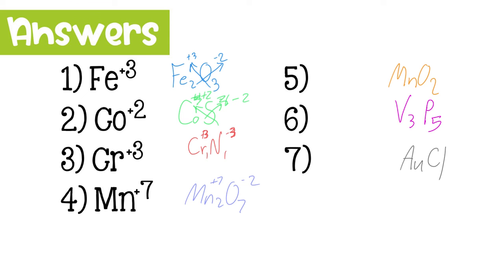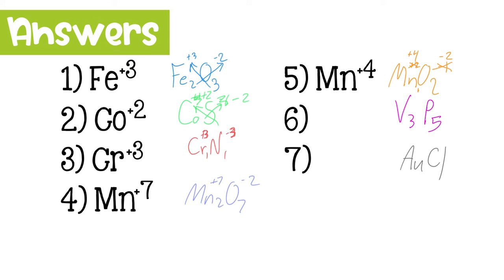Now let's look at number 5, MnO2. In this case, when we uncrisscross, we get Mn plus 2 and O minus 1, because of course, no subscript means 1. However, when we do this, we find that this would mean that oxygen has a -1 charge, which is not true. Oxygen is -2. So we need to double all of our charges, and we get manganese is plus 4.